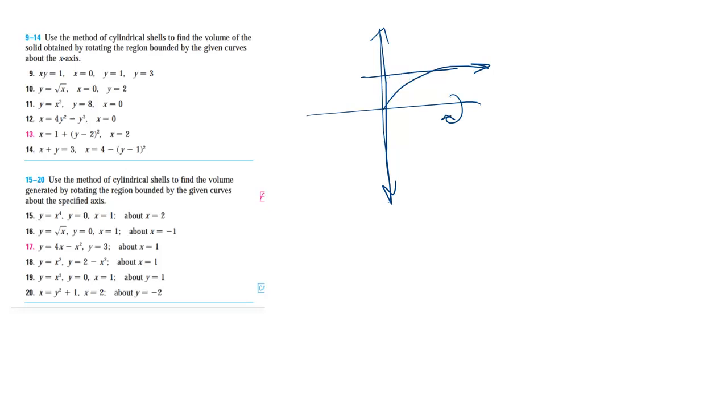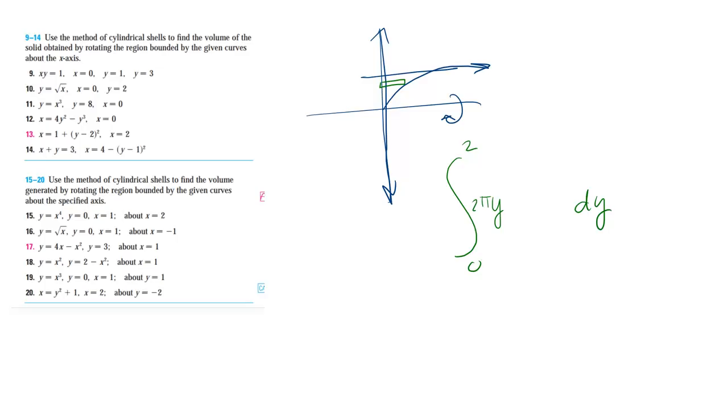Same deal. y equals square root of x. So that would look something like this. x equals 0, that's the y-axis. We're going around the x-axis. We've got y equals 2. So for a stereotypical shape with the method of shells, it's going to be dy. y is going to go from 0 up to that y value of 2.